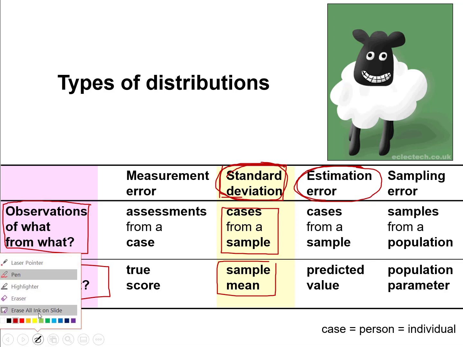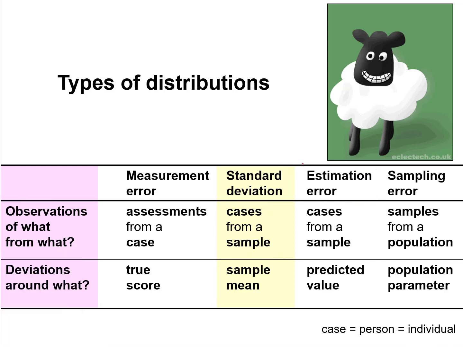And then we looked at the standard error of estimate and distributions of estimation error. And the answer to that first question for estimation error was the same as for a standard deviation: observations of what from what, once again, it's observations of cases from a sample. But with estimation error, the answer to that second question was a little bit different. Deviations around what? Well, with estimation error, we're looking at deviations around a predicted value.